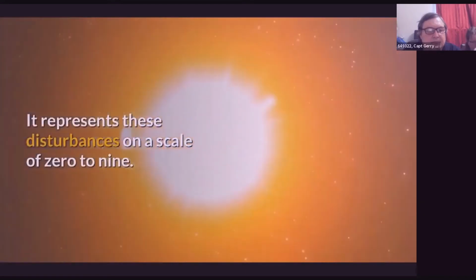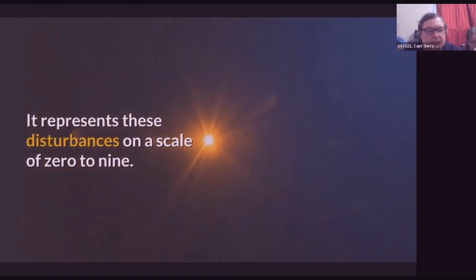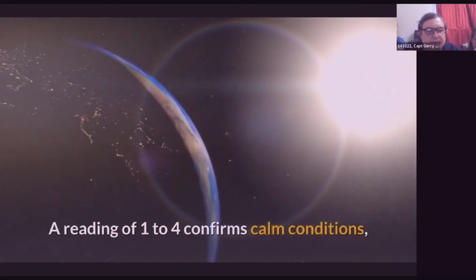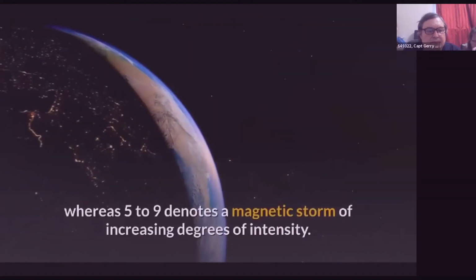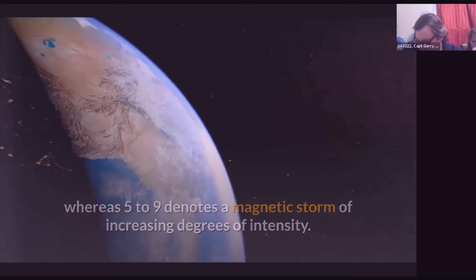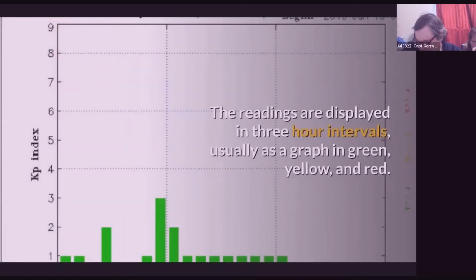It represents these disturbances on a scale of 0 to 9. A reading of 1 to 4 confirms calm conditions, whereas 5 to 9 denotes a magnetic storm of increasing degrees of intensity. The readings are displayed in 3-hour intervals, usually as a graph in green, yellow and red.